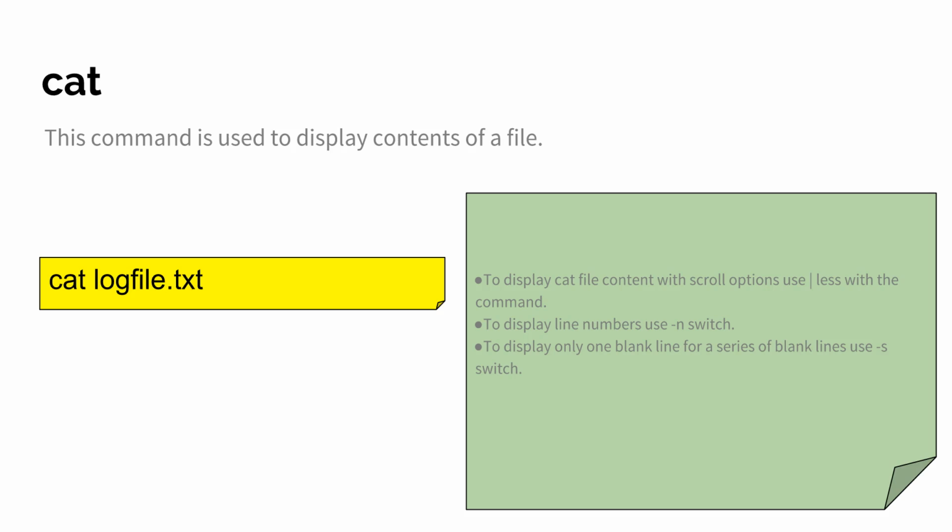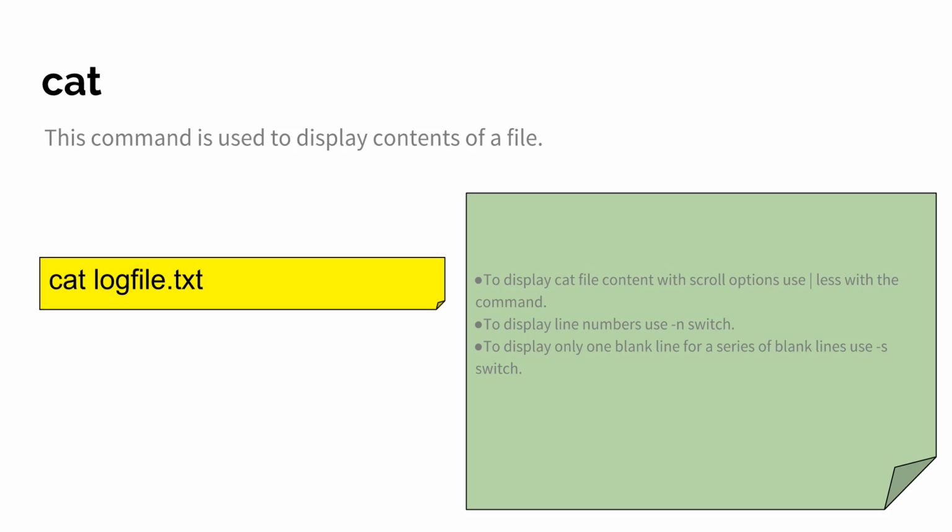And if there are a lot of blank lines in your file and you want to show just one blank line, saying that there is a blank line, instead of the whole series of blank lines, you can always use the -s switch. I recommend you try out this command with the -s and -n switches, so that way you will know how many blank lines there are.